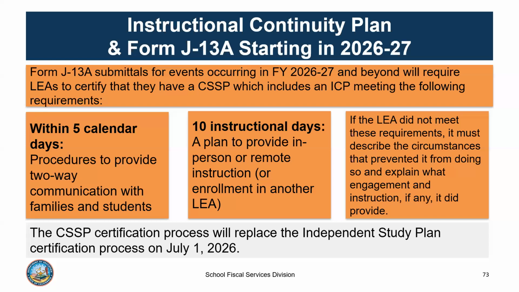Specifically, LEAs need to confirm that they communicated with families and students within 5 calendar days of the emergency. This could include notifying them about the disruption, explaining instructional plans, or providing resources for support. They must also confirm that they provided in-person instruction, remote instruction, or enrollment in another LEA within 10 instructional days.